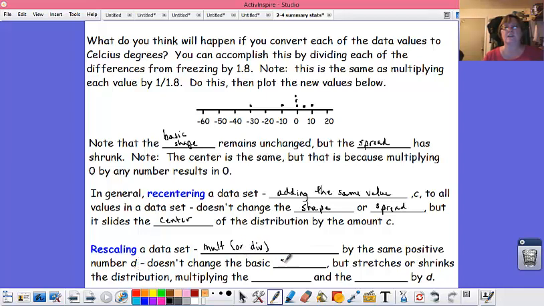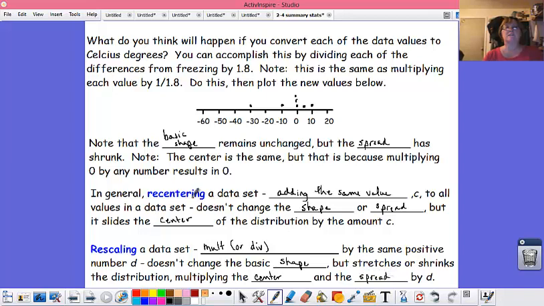doesn't change the basic shape. Okay, we still retain the skewedness, we still have the peak at the center, but it stretches or shrinks the distribution, multiplying the center and the spread by D.